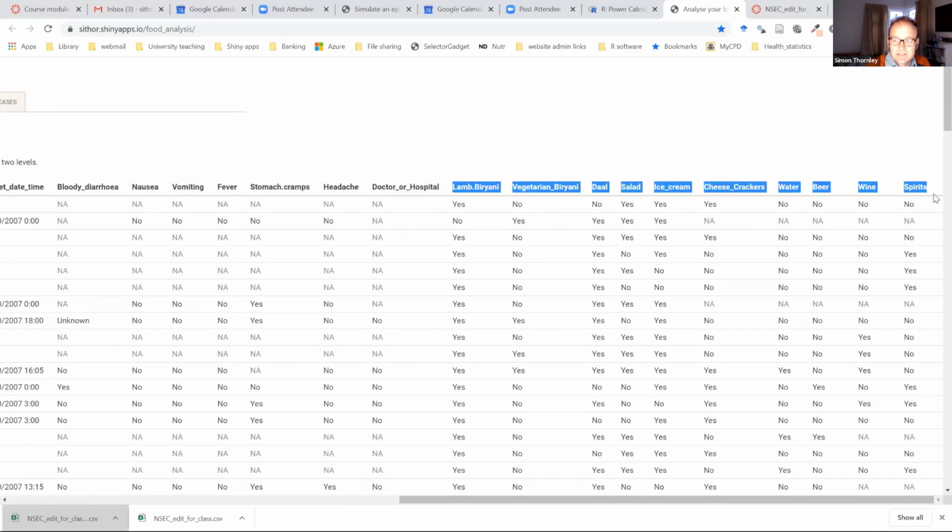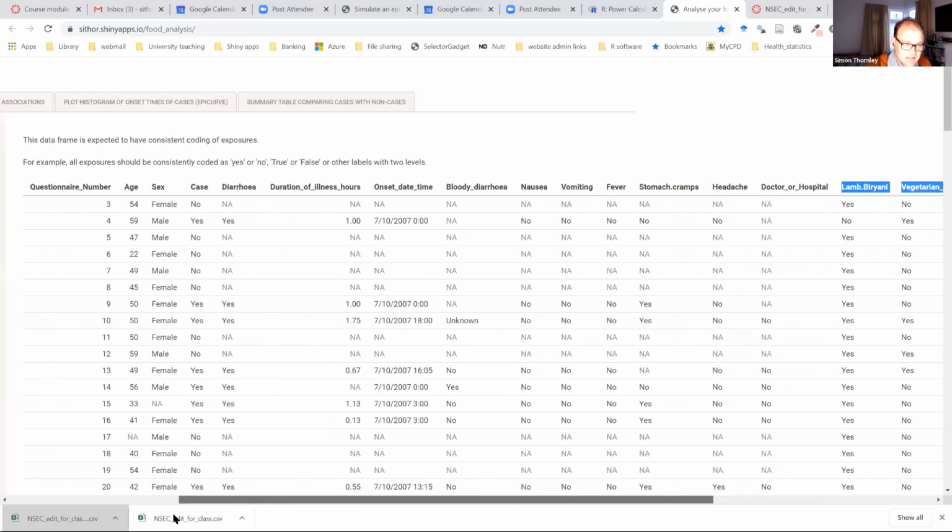And then you've got your various different exposures. Here I was saying it's just lamb biryani, vegetable biryani and dal, but there was also a bit of salad, ice cream and crackers. But they weren't contaminated, so I forgot about those. There's also water, beer, wine and spirits. But the ones that come from the factory are unlikely to be contaminated, because if they were, there'd be this big widespread contamination, wouldn't there? Because from the factory, it's going all over the place. It's more likely to be the things which are prepared in those suspicious looking pots.